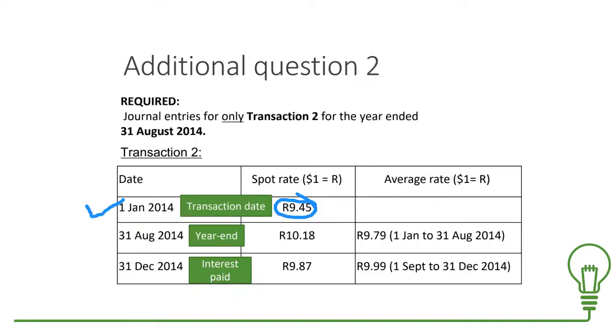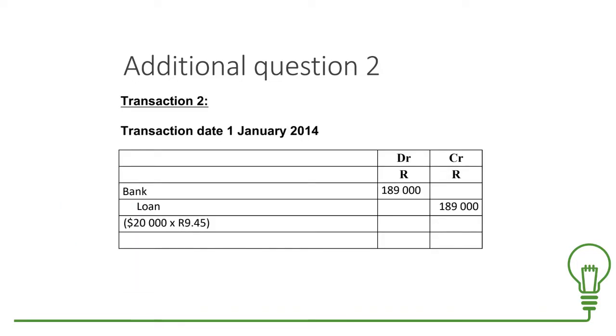Sorry, did we talk about the required? We didn't. Okay, so the required says for transaction 2 only until the 31st of August. So we're only moving from the 1st of Jan to the 31st of August. We're not passing any journal entries after that. So after that is not important. Okay. So let's have a look at the first journal entry. This is what I was talking about. We're debiting the bank because the money is coming in. We're creating the liability and we're doing it at spot rate.